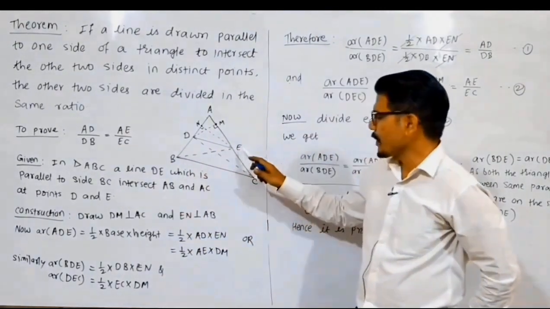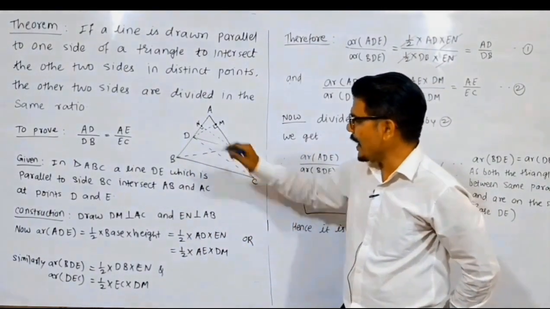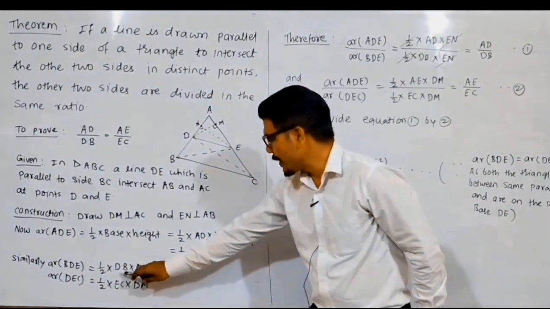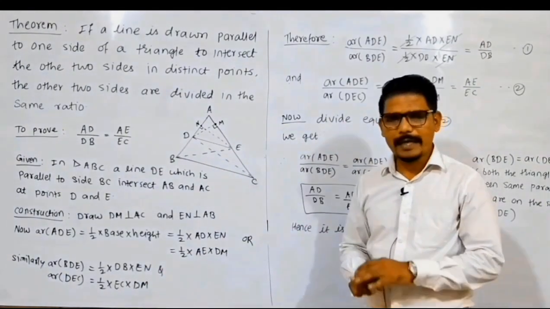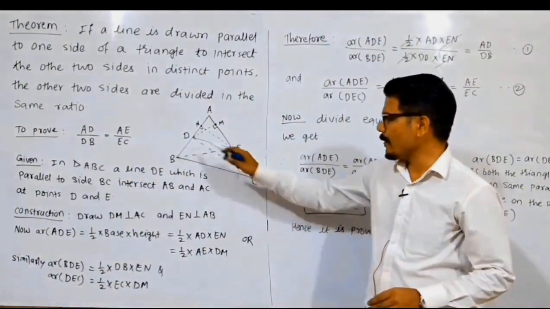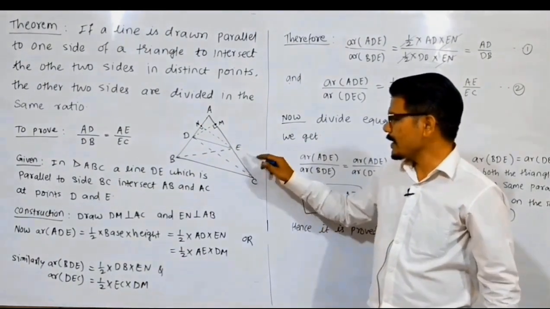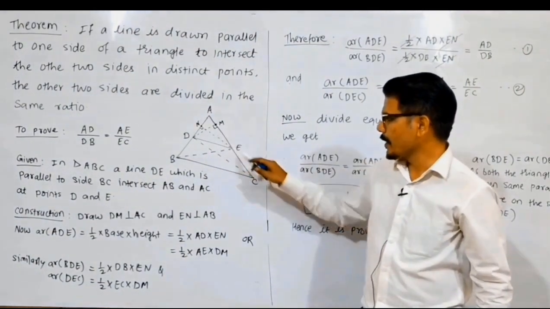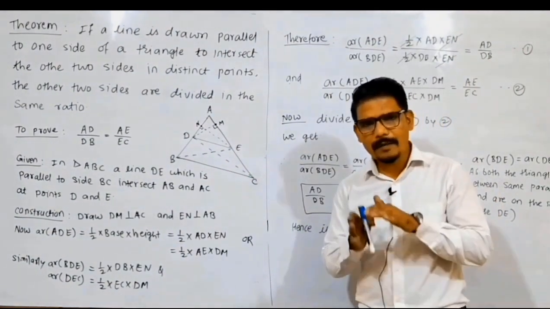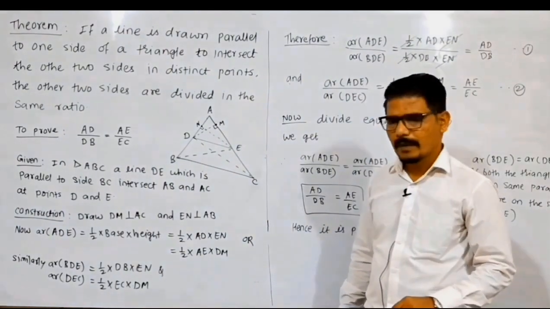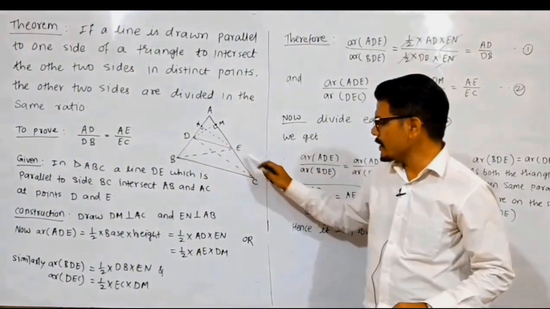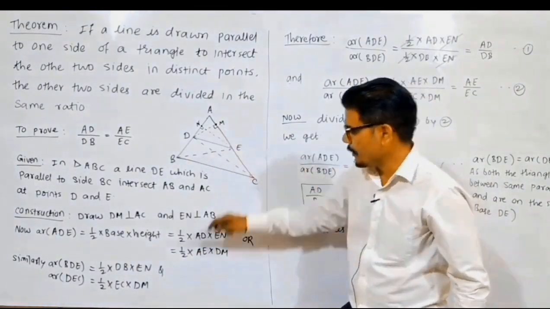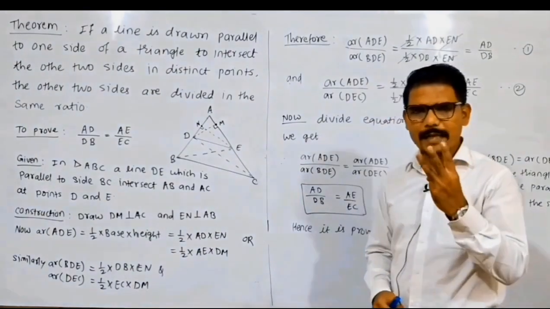For the triangle BDE, we can take BD as base and EN as height. So the area would be half DB into EN, means base into height. We have found the area of triangle BDE. Now let's find the area of DEC. In DEC, EC is taken as base and height is DM. It is a perpendicular line on the base, which is considered as height. Area of triangle DEC is equal to half into EC, base, into height DM.